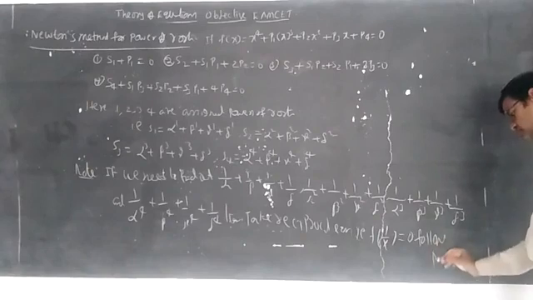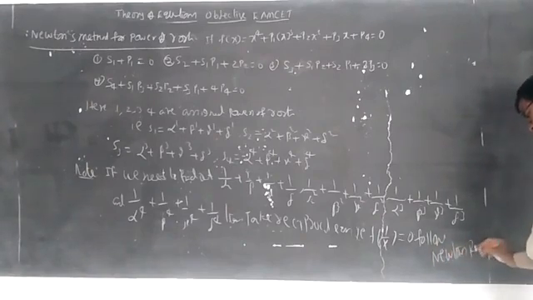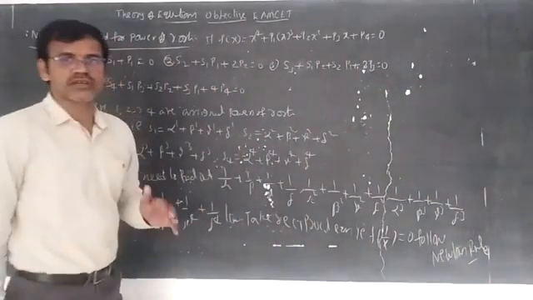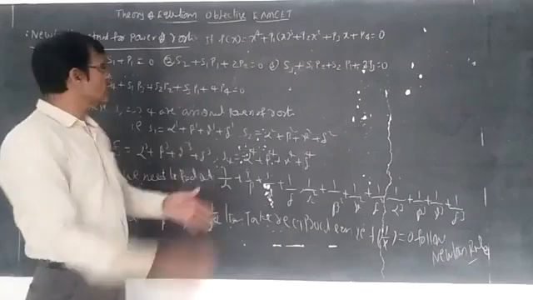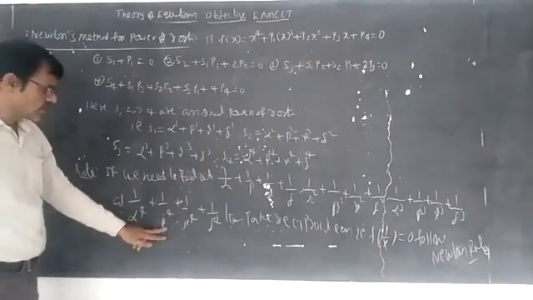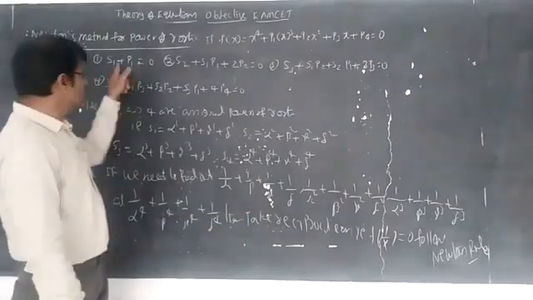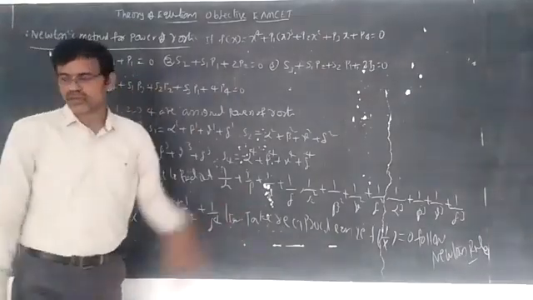Follow Newton's method, Newton's rule. Whenever you convert the original polynomial equation into the reciprocal, it becomes alpha plus beta plus gamma like this. Then you can use the formula.